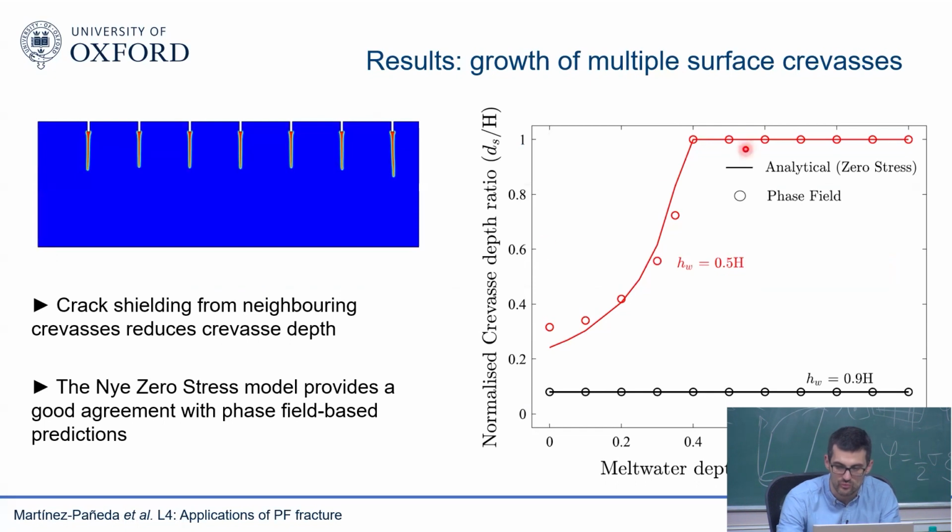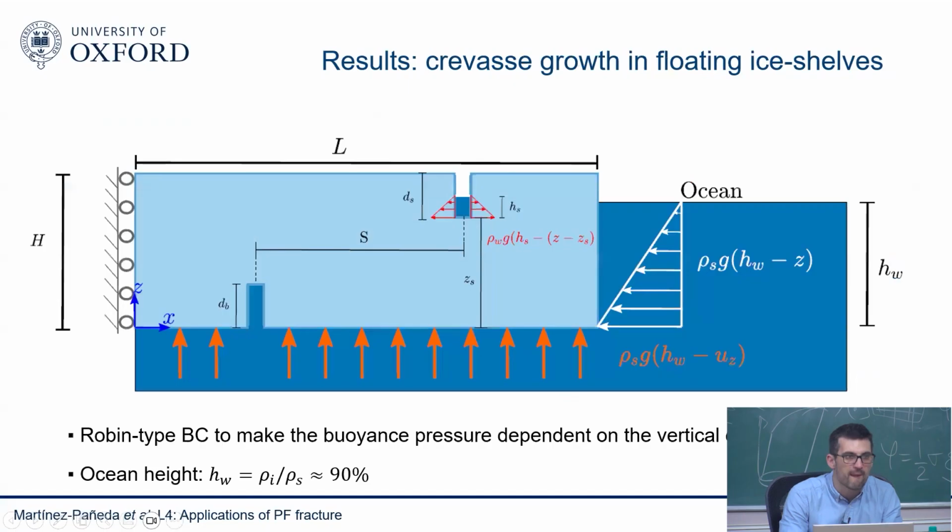And we can see that we actually get a relatively good agreement, depending on the height of the ocean and the meltwater ratio. So we seem to be getting a good agreement. Then the other aspect that we have is floating ice shelves.